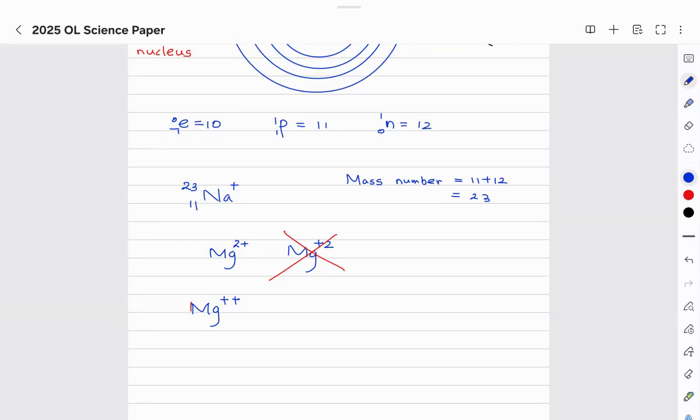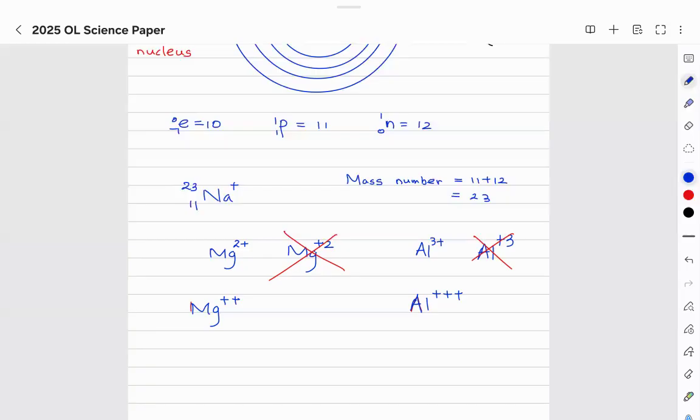Is it clear? Now, when you consider aluminium 3 plus, don't write that as aluminium plus 3. That's wrong. The actual meaning of this is that aluminium has 3 plus charges, extra charges. So we condense it and write aluminium 3 plus. Is it clear? Right?